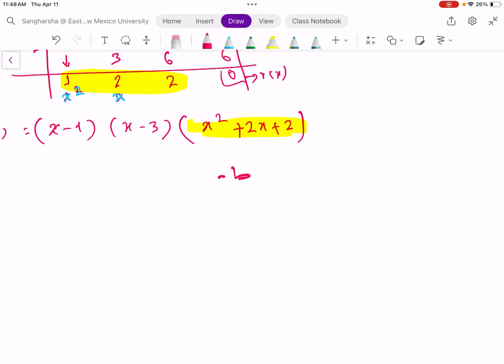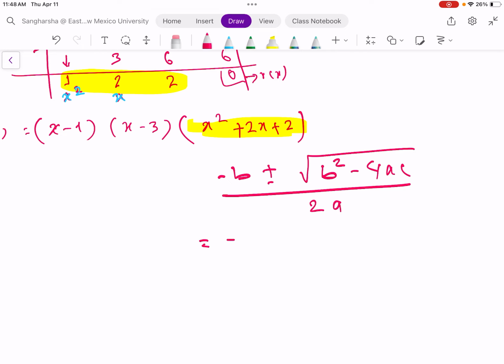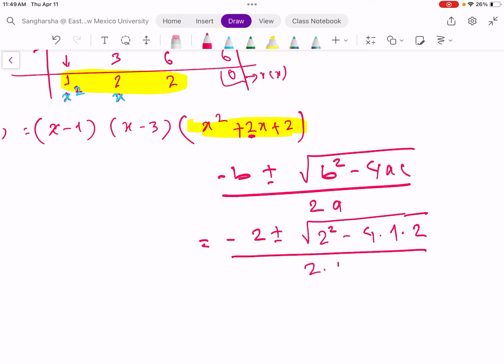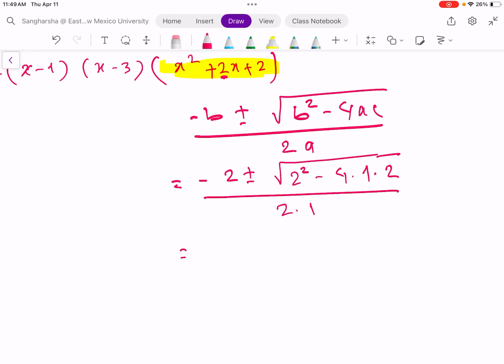So we have negative b plus or minus the square root of b squared minus 4ac, divided by 2a. So we have negative b, which is negative 2, plus or minus the square root of b squared, 2 squared, minus 4 times a, which is 1, times c, which is 2, divided by 2 times a, which is 1. This is negative 2 plus or minus the square root of 2 squared, which is 4, minus 4 times 1 times 2, which is 8, divided by 2. So this is negative 2 plus or minus the square root of negative 4, divided by 2.